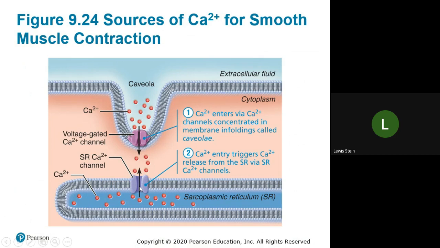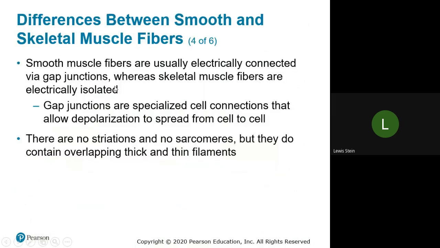And then in the sarcoplasmic reticulum, we also have calcium channels, and their entry triggers calcium release from the sarcoplasmic reticulum, which is limited at best. Smooth muscles are electrically connected, in this case by gap junctions. So it's a little bit different. You're going to see gap junctions in cardiac, but you don't see those gap junctions per se in skeletal muscle, so those fibers are electrically isolated. Gap junctions are those connexons, those protein passageways. Sometimes they allow electrically charged particles, sometimes they allow other substances to communicate.